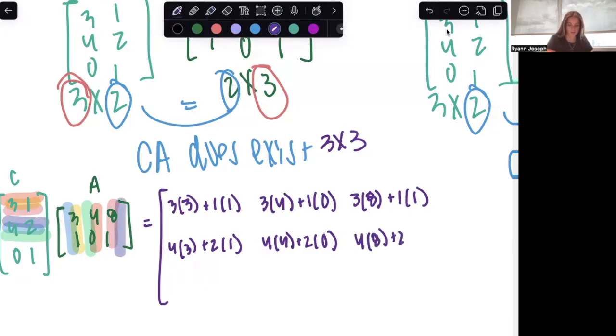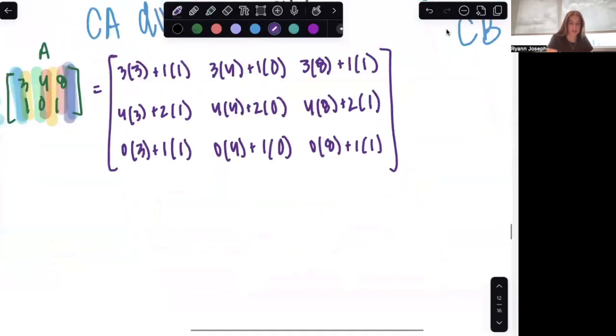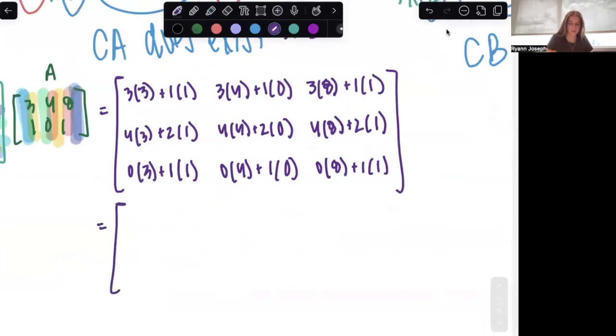8 plus 2, 1. Then our last row, 0 and 1, 3 and 1. 0, 3 plus 1, 1. Reuse my colors. 0 and 1, 4 and 0. 0, 4 plus 1, 0. And then 0, 1, 0, 1, 8, and 1. So 0, 8 plus 1 times 1. That's my CA. I'm going to solve for it.